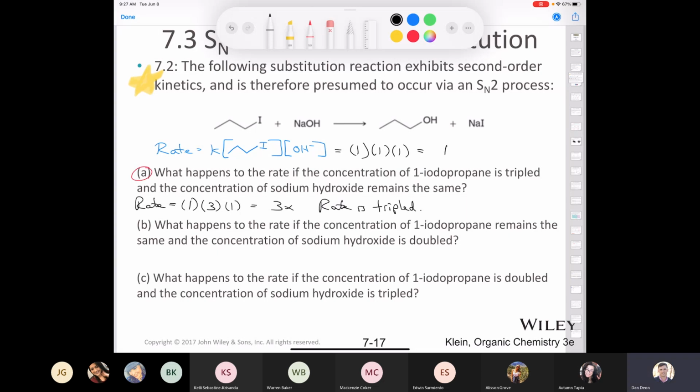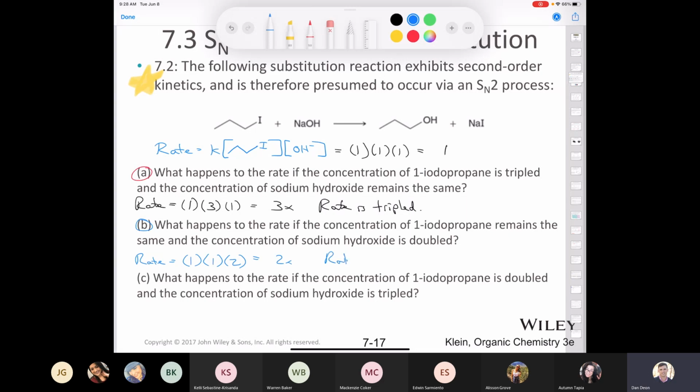Tripled. Okay, using the same rationale, how would we answer B? If the concentration of 1-iodopropane is the same, and we double the concentration of NaOH, what would happen then? Who could tell me? It's going to go up twice as much, right?